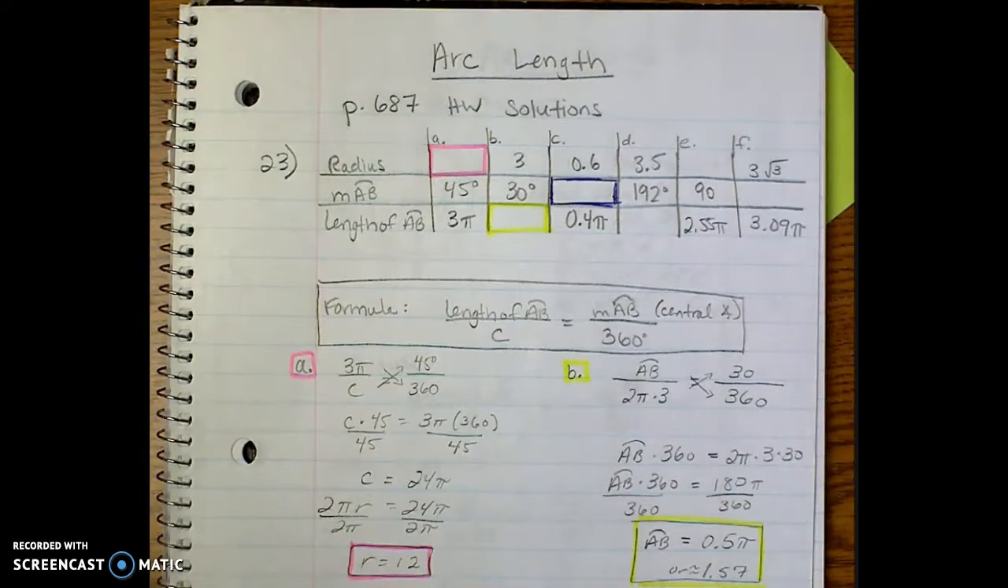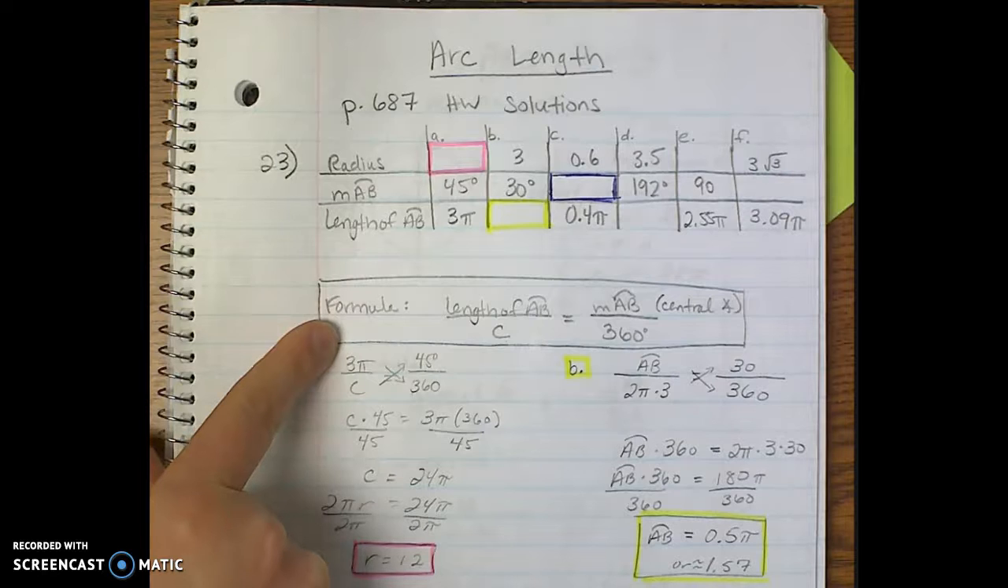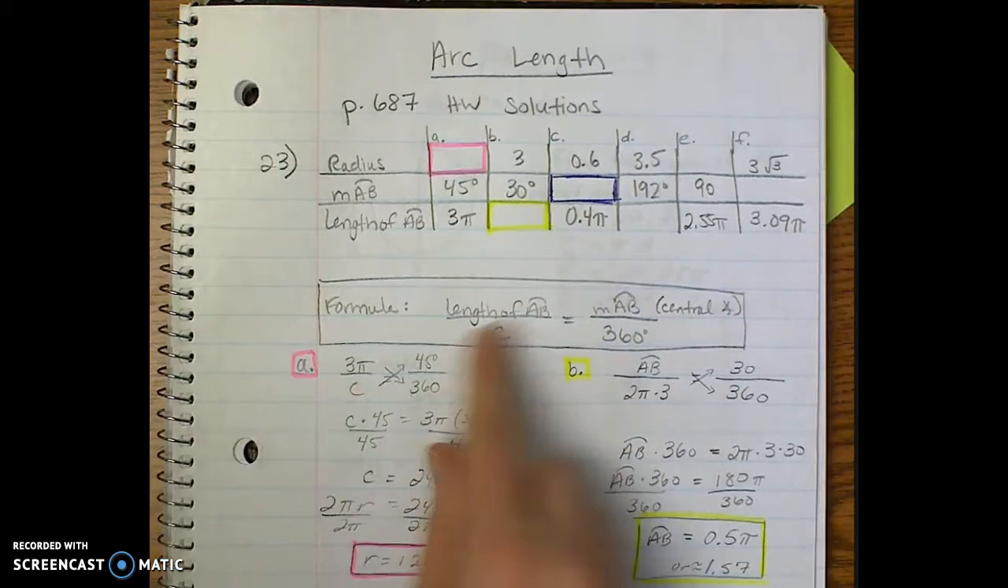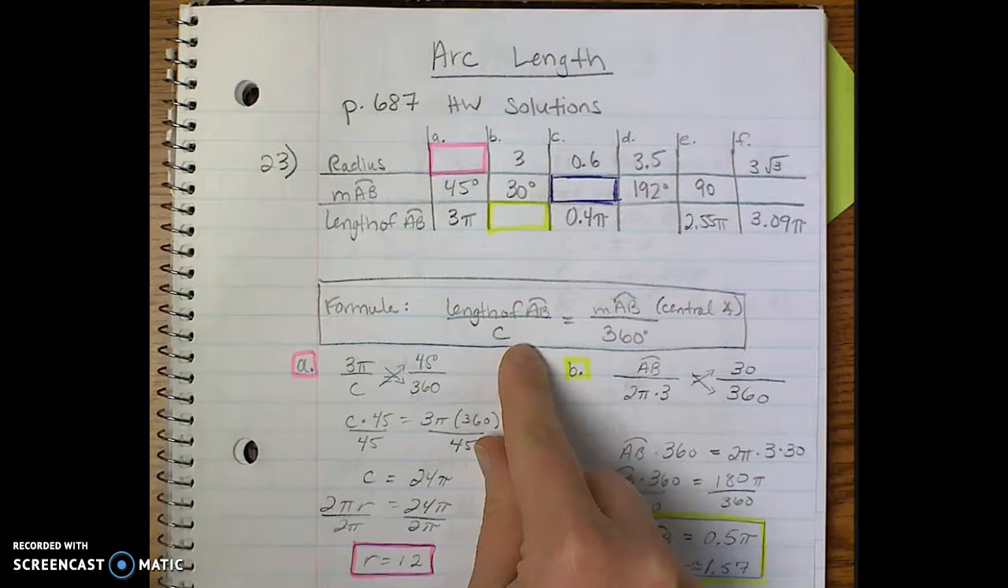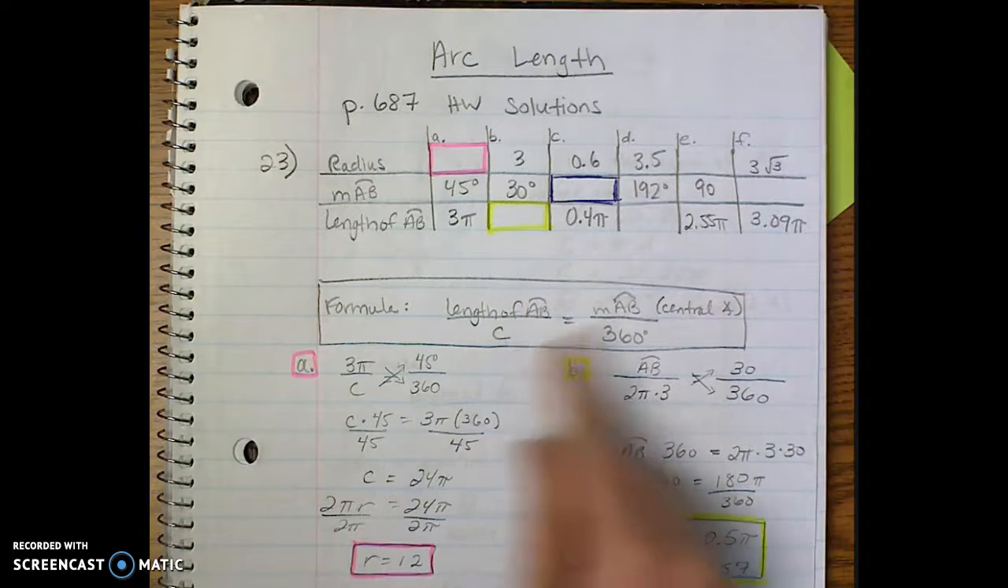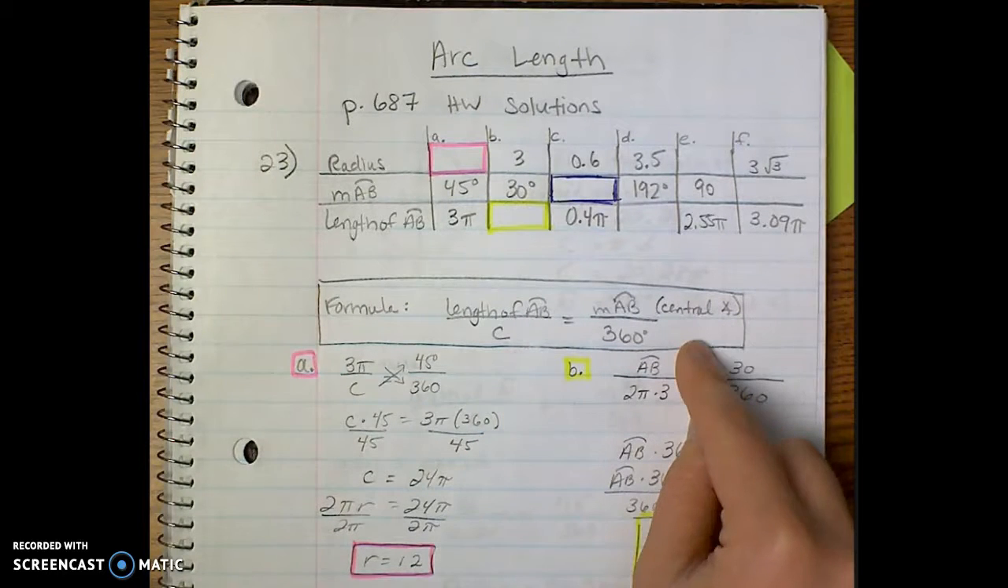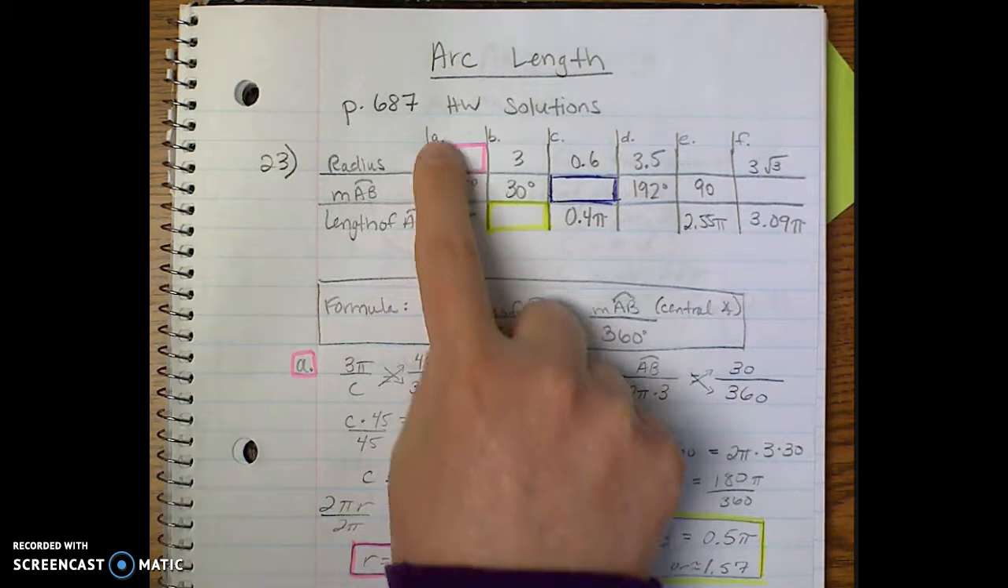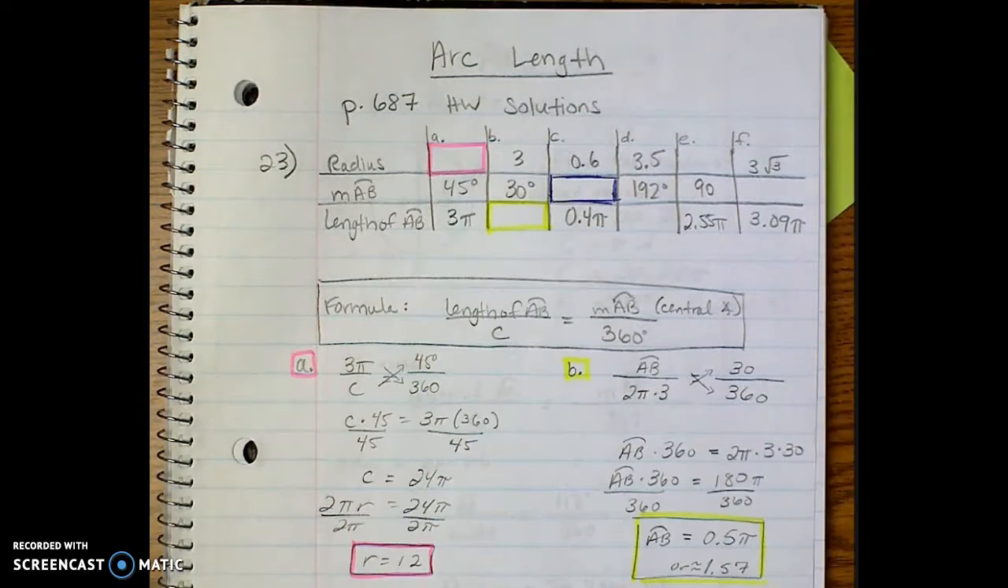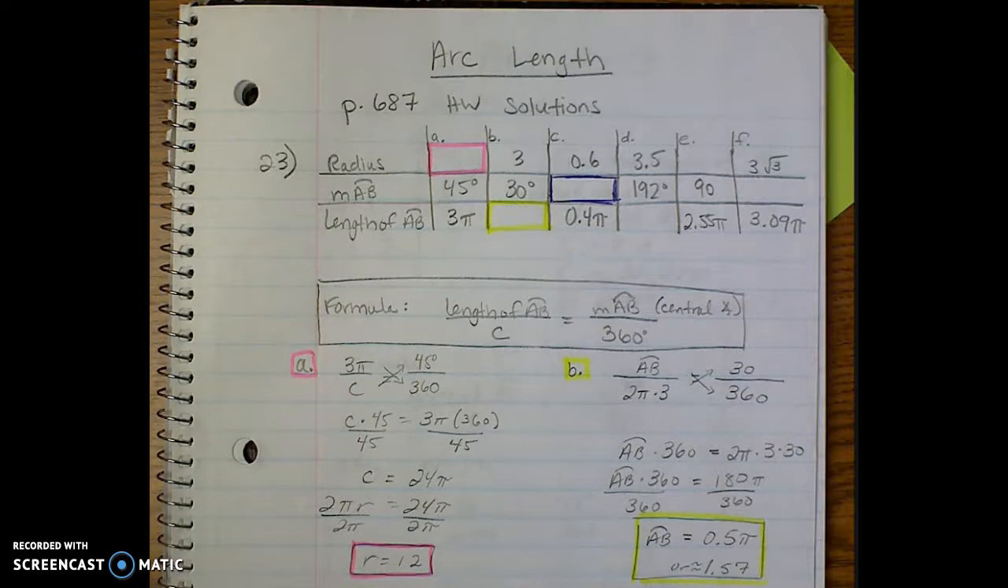In order to answer all of the questions in this chart, you had to know this main formula that we learned about arc length. So we've got arc length compared to circumference. It's going to be the same ratio as the central angle out of 360 degrees. So this first blank in our chart asks us to find the radius, and in order to do that, you have to first find the circumference.